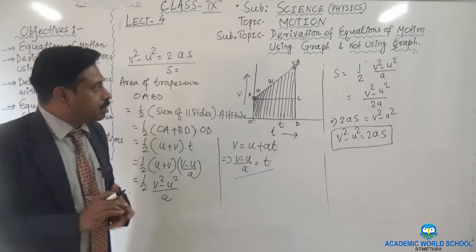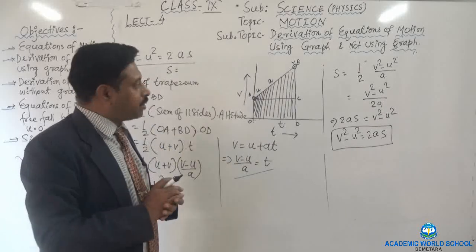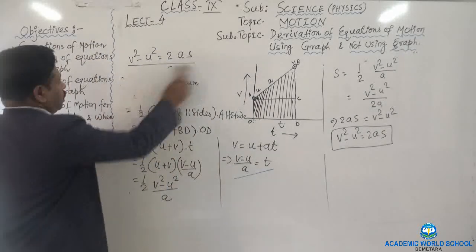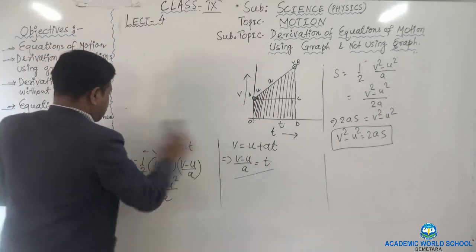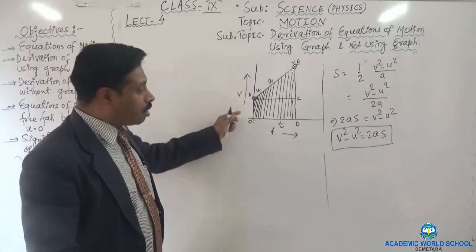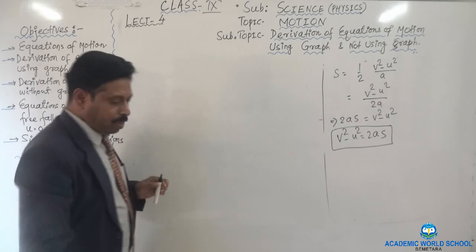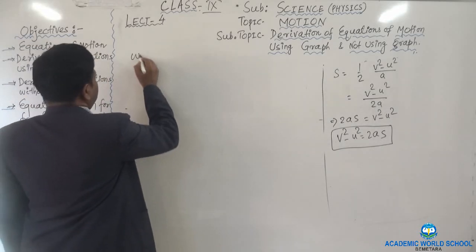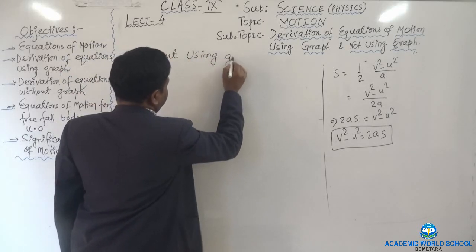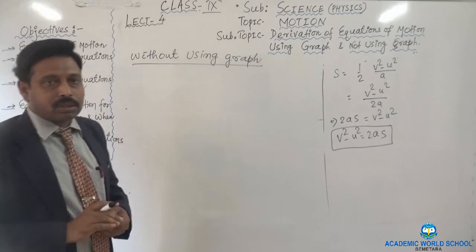Is it clear? Next, I will explain how we can derive these three equations without using the graph. Let me start. Again, let me write down the equations of motion once again, and after that I will derive them. But here we are not using the graph. We do not require the graph now. So you have to know how to derive the equations of motion without using the graph.